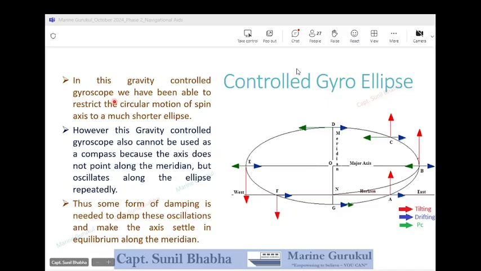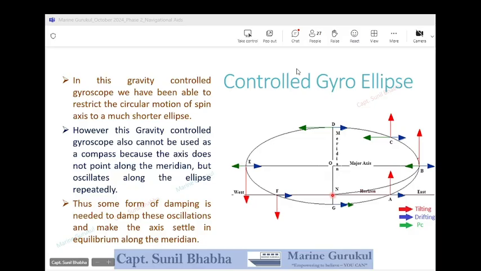However, this gravity controlled gyroscope still cannot be used as a compass, because the axis still does not point along the meridian, but keeps on oscillating along the elliptical path repeatedly. It is not settled in the meridian. It is going eastward of the meridian, even though it is coming back, then going westward of the meridian, again coming back, but still not steady and pointing towards the meridian. So it is still not suitable for our use as a direction finding instrument or a gyro compass.